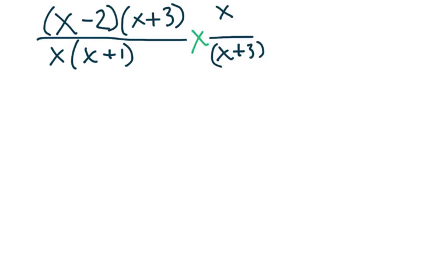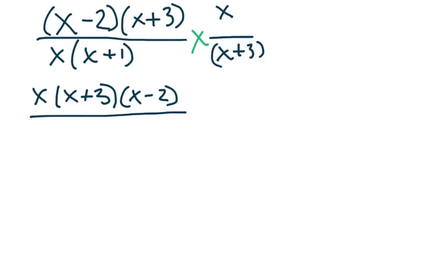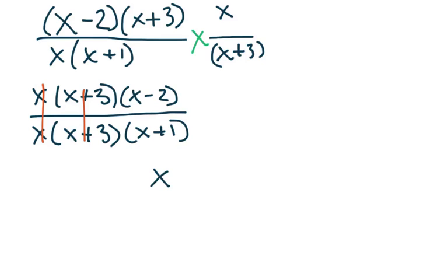All right, so now I have flipped this, and to finish the multiplication off, I will write this out as x times x plus 3 times x minus 2 all over x times x plus 3 times x plus 1. And you'll notice that my x's cancel, my x plus 3's cancel, so I am left with just x minus 2 over x plus 1.